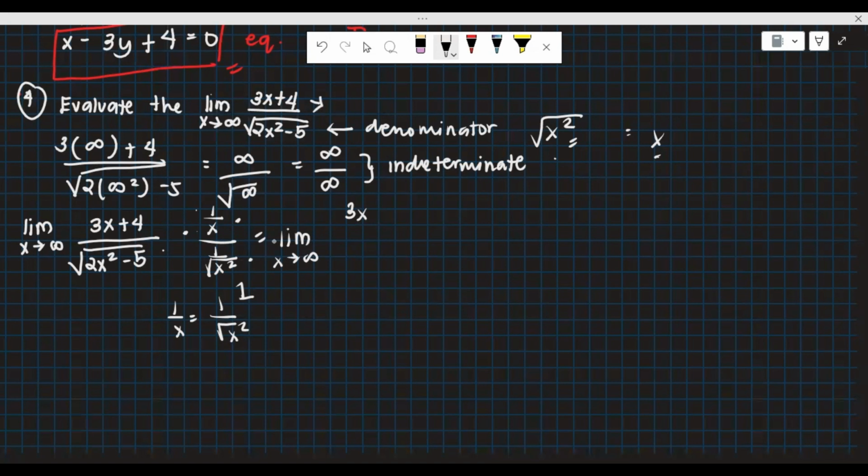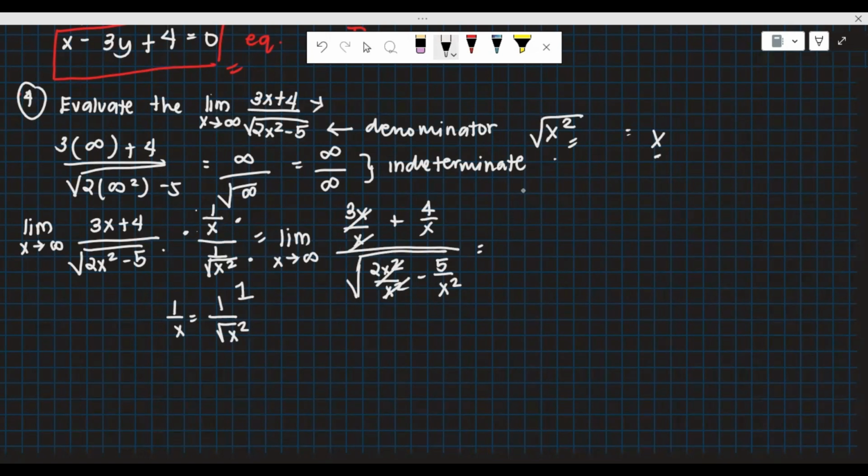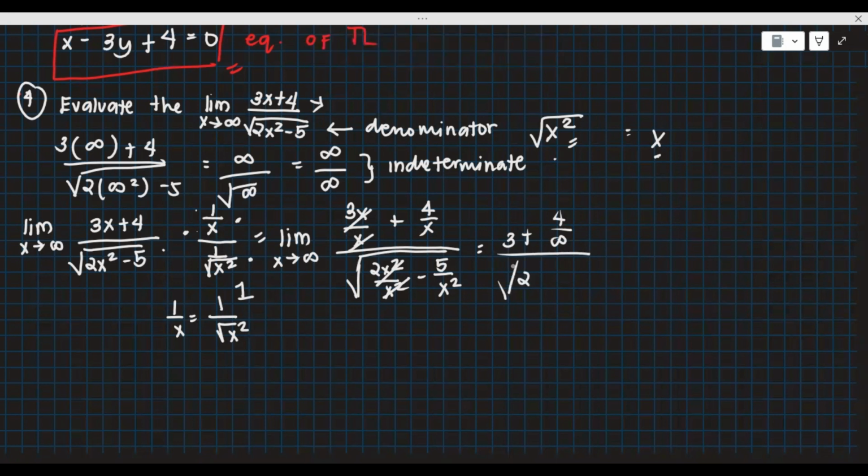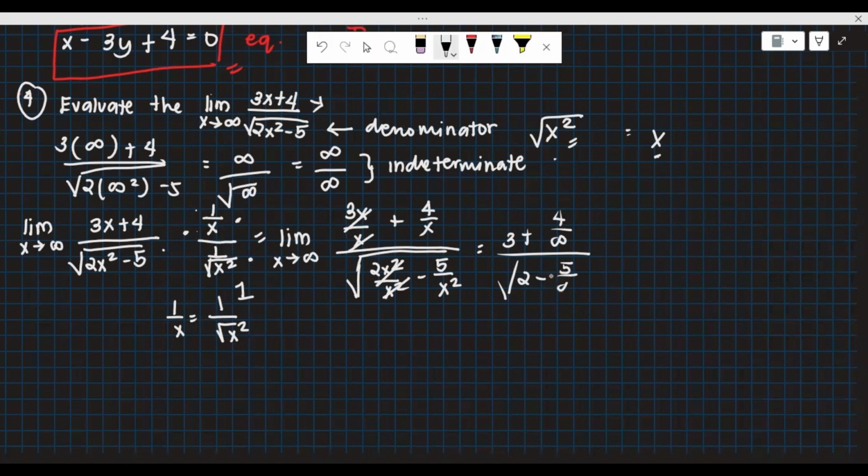So now, we're going to have 3x over x plus 4 over x all over square root of 2x squared over x squared minus 5 over x squared. Then we can cancel this one. And then, ngayon, pwede na nating i-substitute yung value na na-approach ng x dun sa natitira nating terms. This would be 3 plus 4 over infinity over square root of 2 minus 5 over infinity squared.